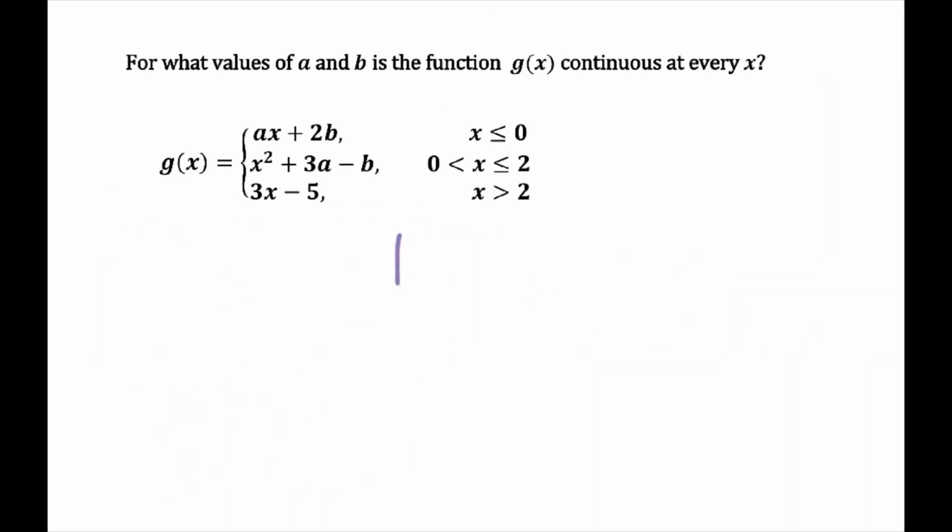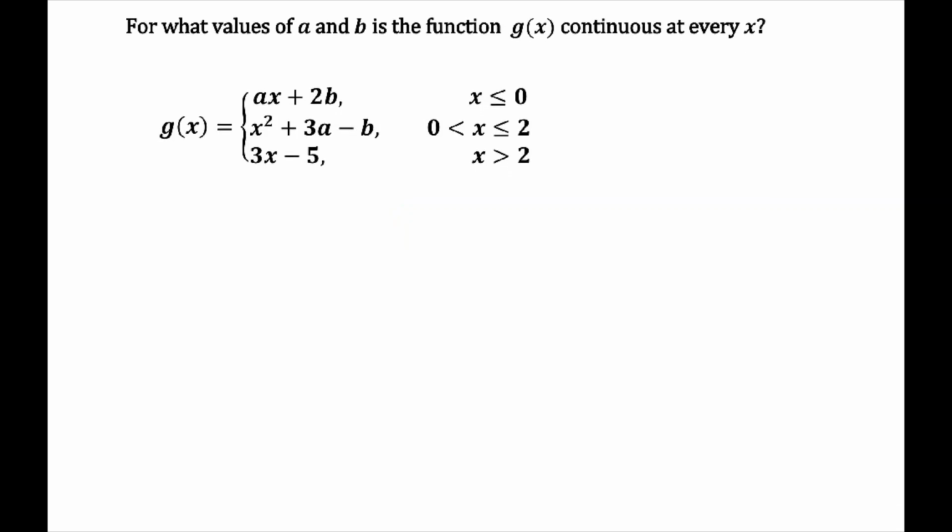We need to find the values of a and b to keep g(x) continuous at every x. Okay, let's try to draw the number line here. Here we have 0 and 2. If I take a number less than 0, I'm using this function, ax plus 2b. If I take a number between 0 and 2, we are using this function here, which is x squared plus 3a minus b. If I'm taking numbers greater than 2, then I'm using 3x minus 5.